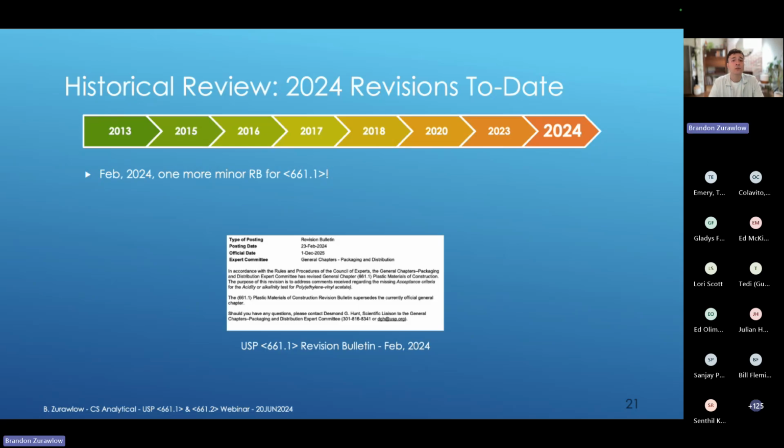Moving forward to 2024, there was one more minor revision bulletin so far this year, similar to the minor revision bulletin in 2023 for 661.1. This just has to do with the addition of some missing acceptance criteria for specific plastics. However, over this 10-year period, you get the sense that there have been quite a few changes to both the tests prescribed in the chapter, as well as the acceptance criteria for those specific tests in those chapters.